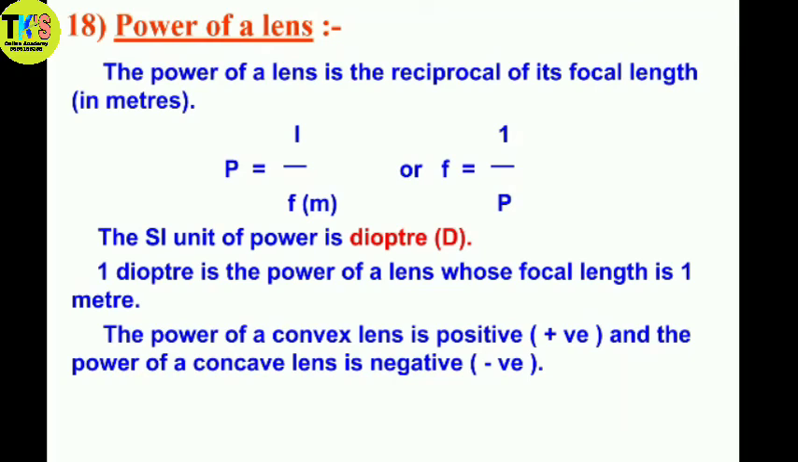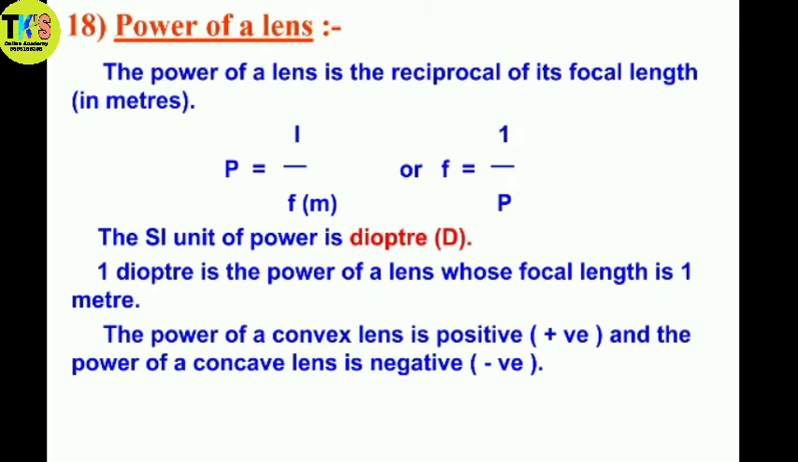Alright, now power of lens, it also comes as a 2 marks question. The power of lens is the reciprocal of its focal length but in meters. So dear students, what is power of lens? Power of lens is 1 upon f, means reciprocal of focal length, but it should be in meters. From this very relation we can write f is equal to 1 upon P. The SI unit of power is diopter. It is denoted by capital D. 1 diopter is the power of lens whose focal length is 1 meter.